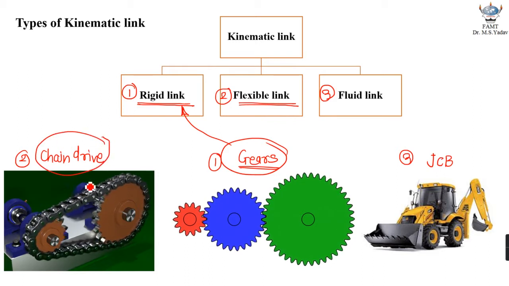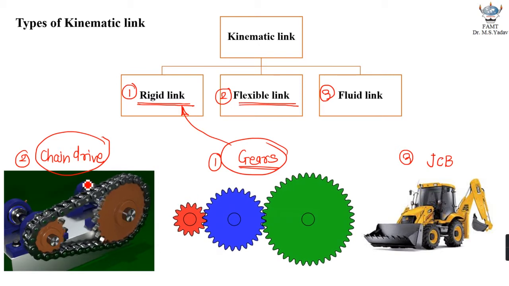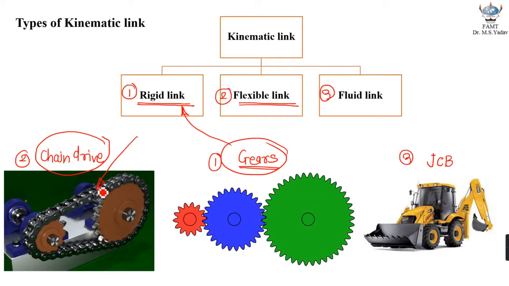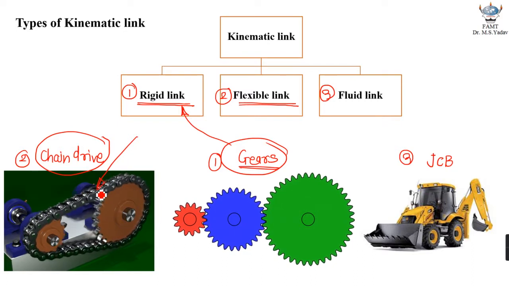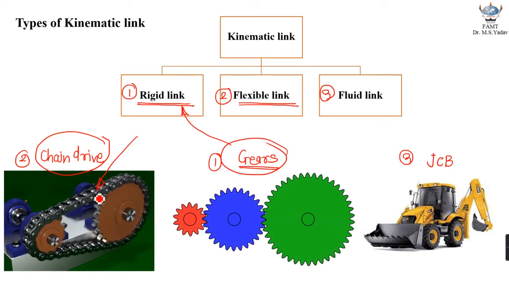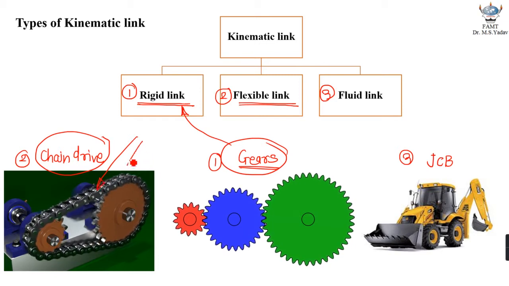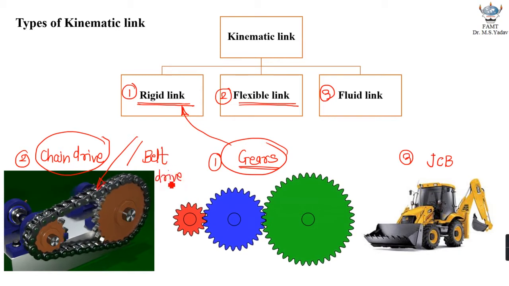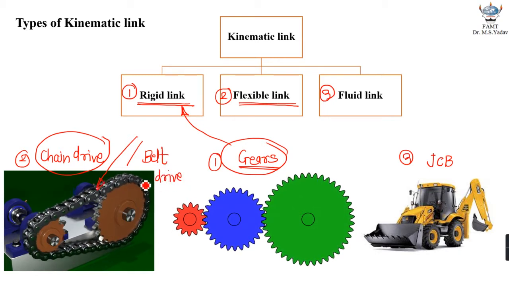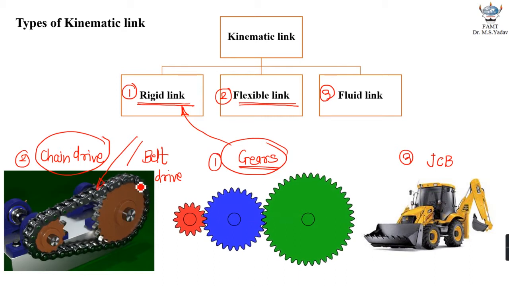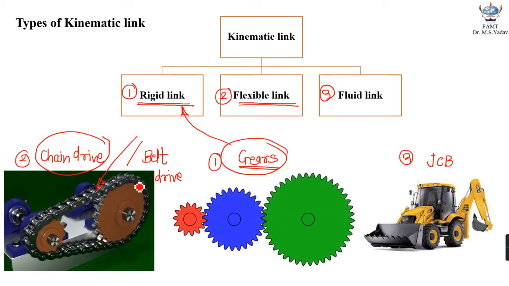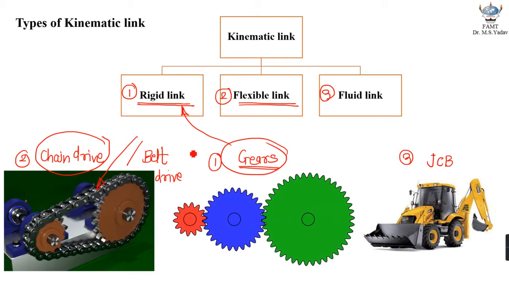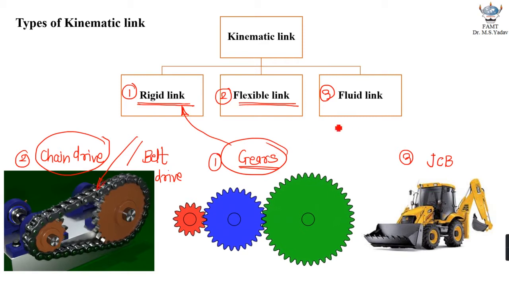Now, chain drives are known to be the flexible drives. While transmitting motion or forces, this chain flexes a bit, but their flexing doesn't affect the motion or forces being transmitted. Similar example to this one, you can even think of a belt drive, which once again flexes while transmitting motion or forces, but that doesn't affect the motion or forces which is being transmitted. So, chain drive or belt drive becomes the best example of a flexible link.